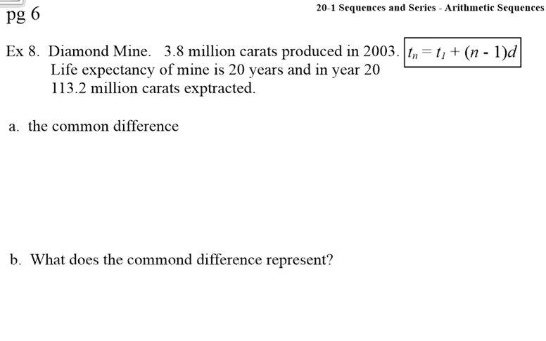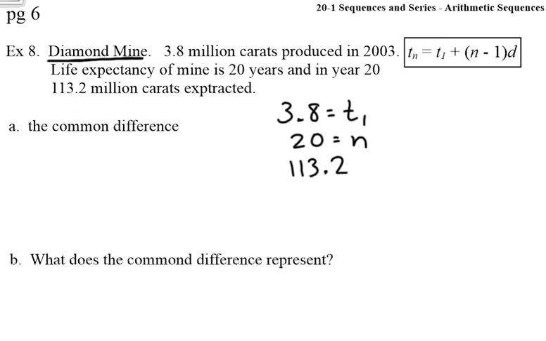So here we go. What do we have here? You can read the entire question, but it comes down to the fact that a diamond mine is producing diamonds. It produces 3.8 million carats in 2003, which we can say is the first year. So this is our T1. The life expectancy of a mine is 20 years. So we know that 20 is our n value. And we know that in year 20, 113.2 million carats are taken out. So that's the last year, which actually we could call Tn, but we do know specifically in this case, it's 20 years.